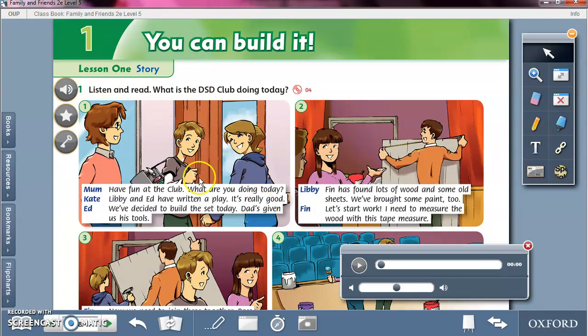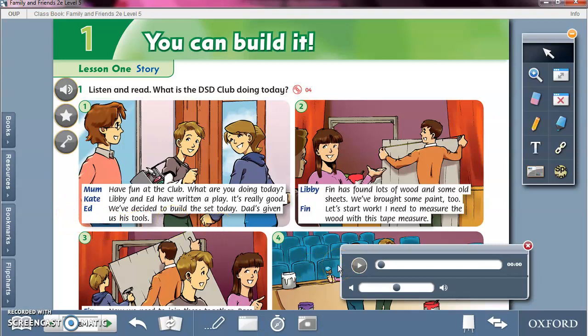Listening 4. Listen and read. What is the DSD Club doing today? Have fun at the club. What are you doing today? Libby and Ed have written a play. It's really good. We've decided to build the set today. Dad's given us his tools.